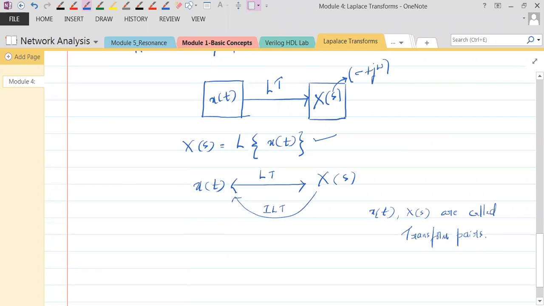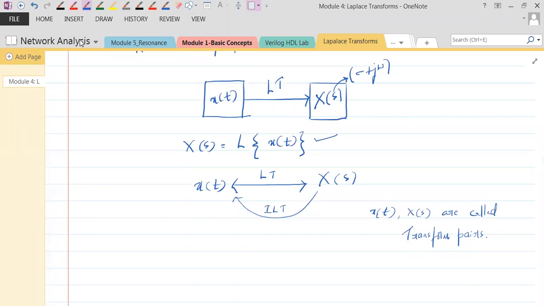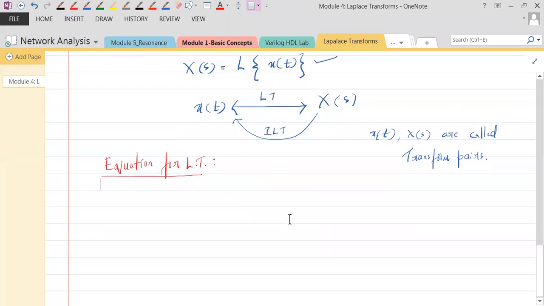They are called transform pairs. Understand this? Now we shall see how the equation looks. Equation for Laplace transform. Everybody just take this equation for Laplace transform. Okay, now how does it look? So it looks like this.